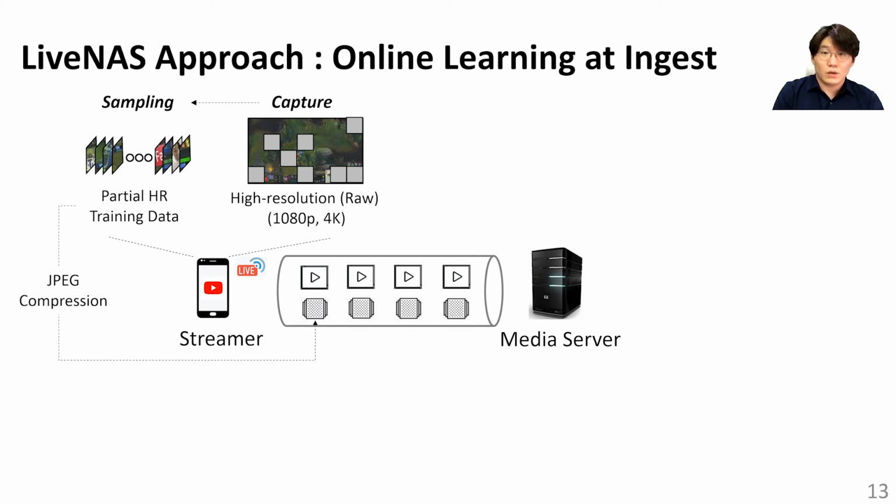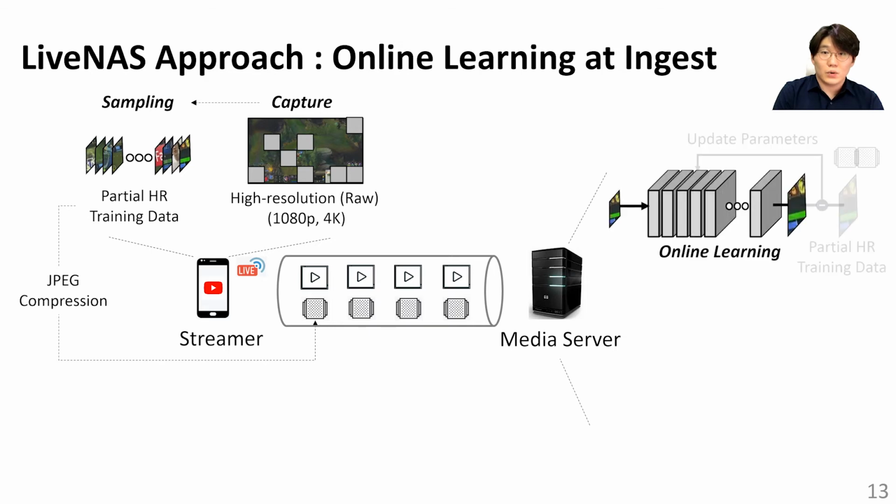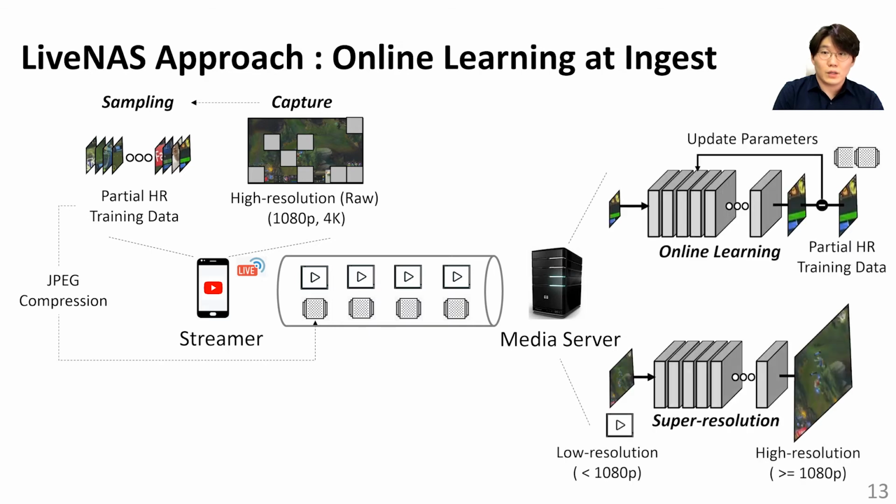At the media server, the online training and super-resolution inference operate in parallel. The online training learns new features of a video stream online with received patches from the streamer and updates the freshly trained DNN to the super-resolution processor.